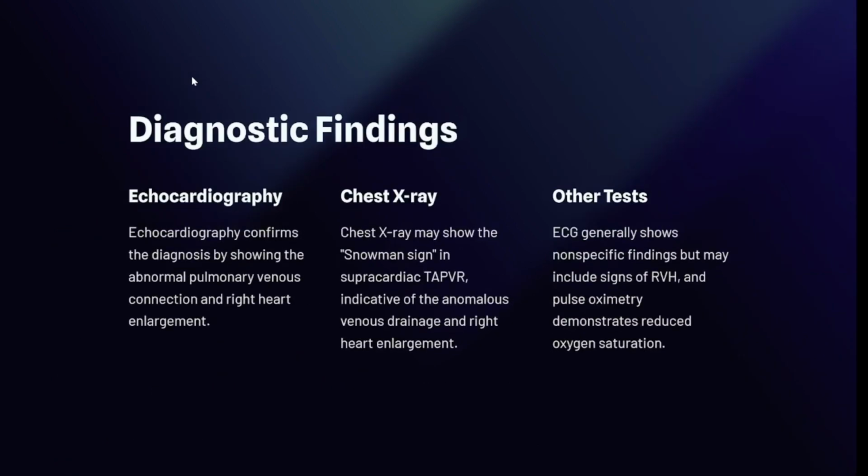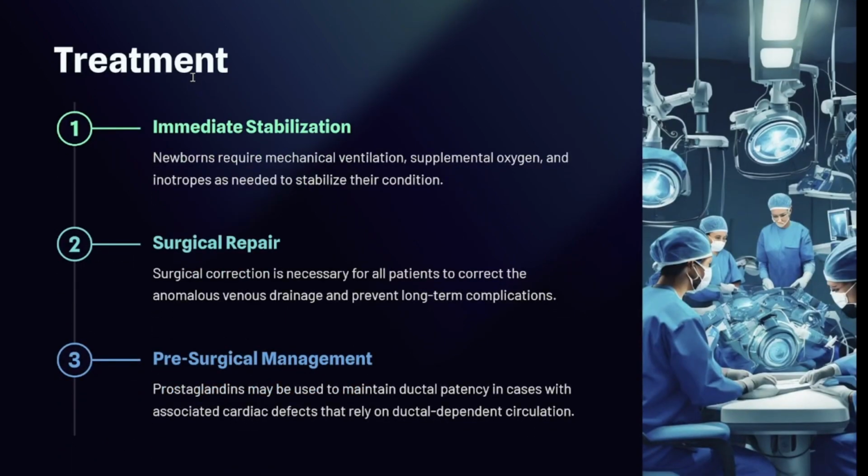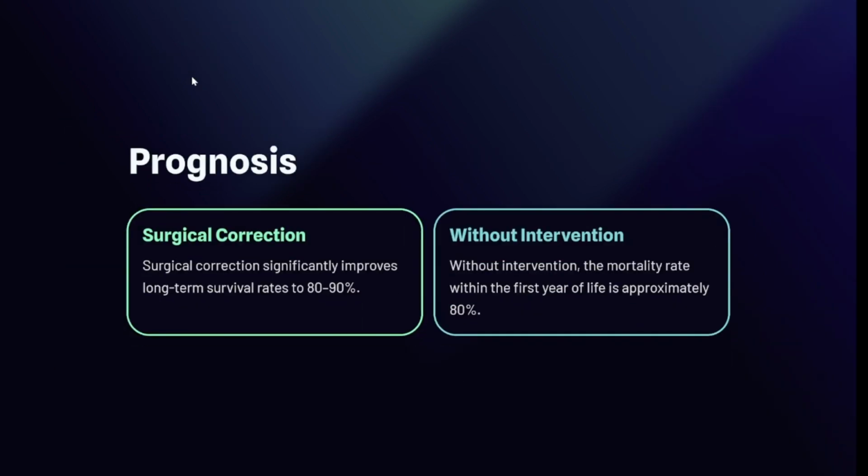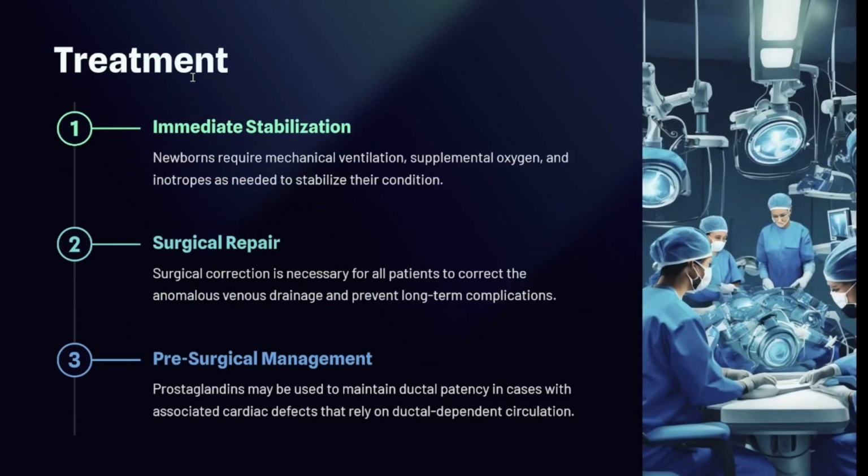Treatment. Immediate postnatal management focuses on stabilizing the infant with mechanical ventilation, supplemental oxygen, and inotropes as needed. Surgical repair is necessary for all patients, regardless of disease severity, to correct the anomalous venous drainage and prevent long-term complications. Prognosis. Surgical correction significantly improves long-term survival rates to 80 to 90%. Without intervention, the mortality rate within the first year of life is approximately 80%.